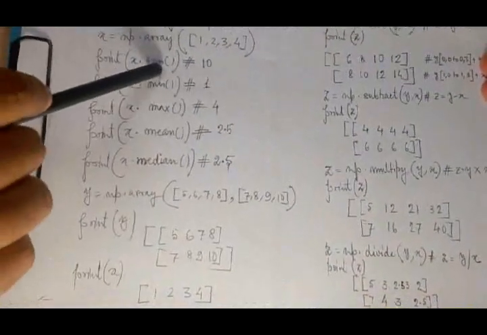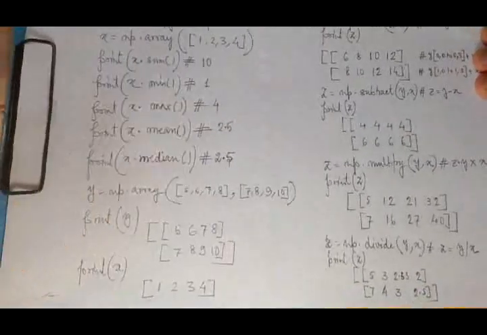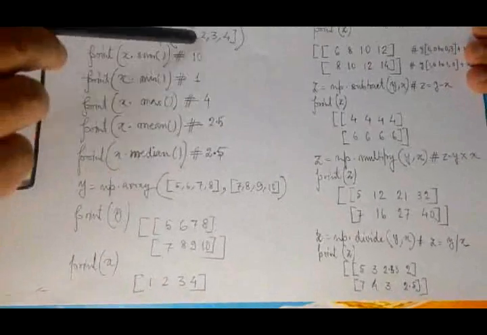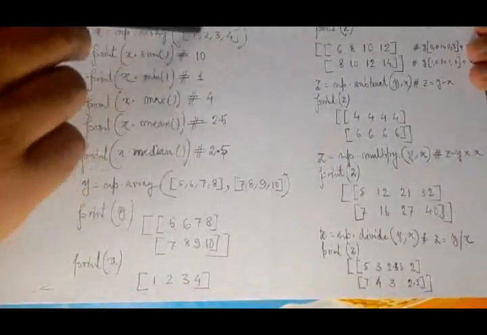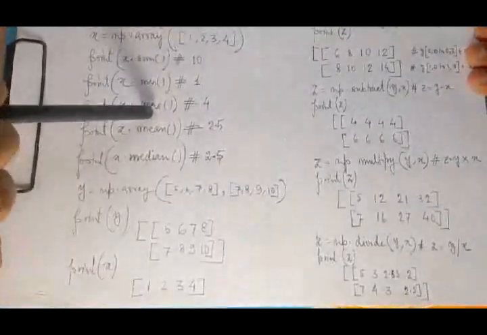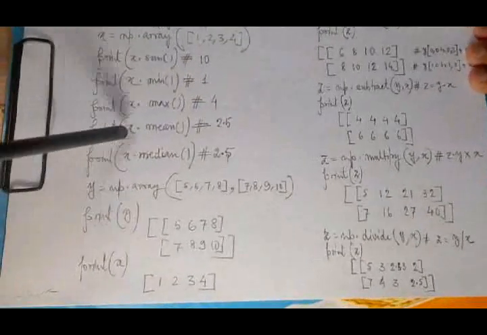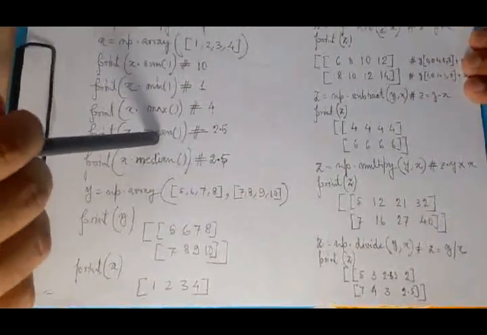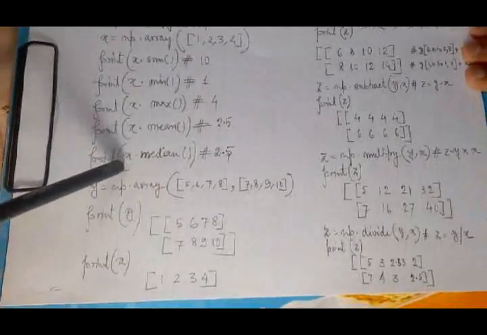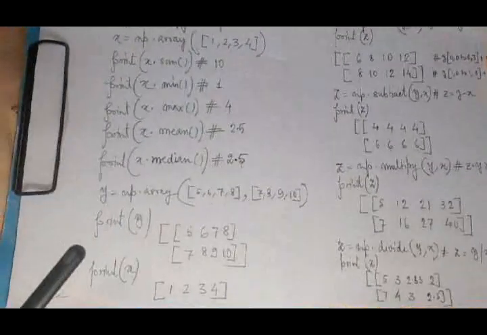So x.sum will add all the values, and prints 10. x.min finds the minimum value. The minimum value of this range is 1. x.max gives the maximum value of all these values, so 4. x.mean finds the mean, which will be 2.5. And x.median will also show 2.5.